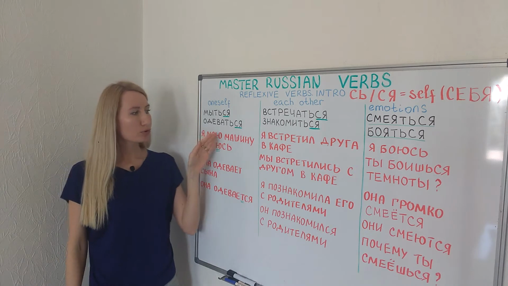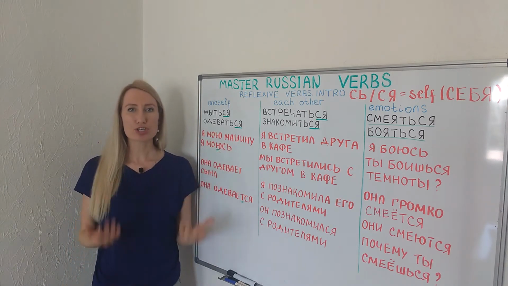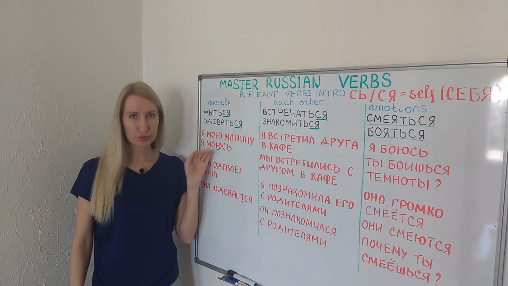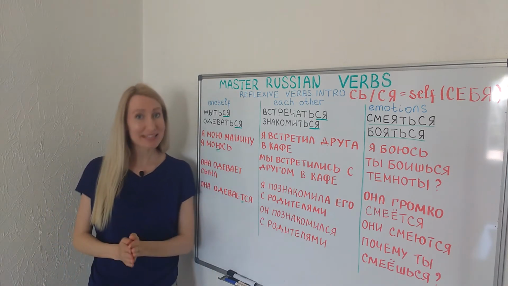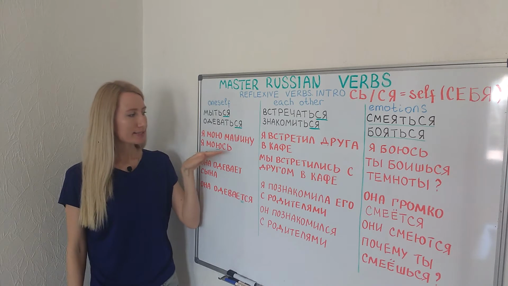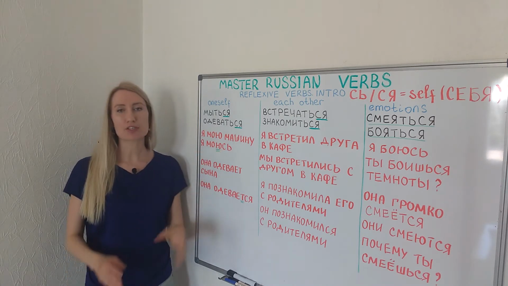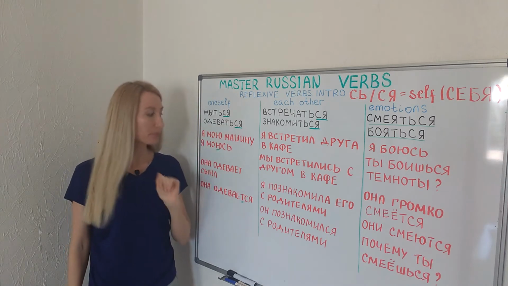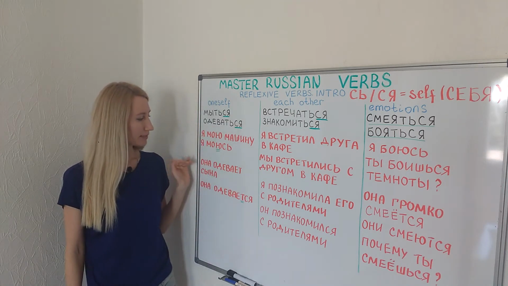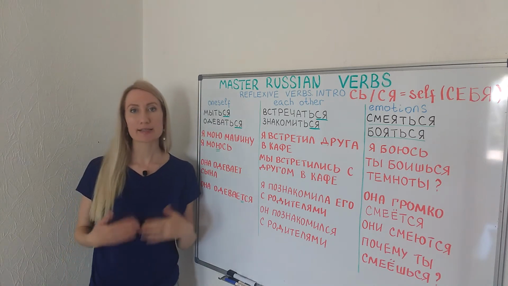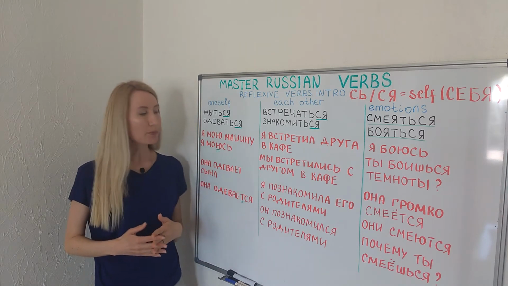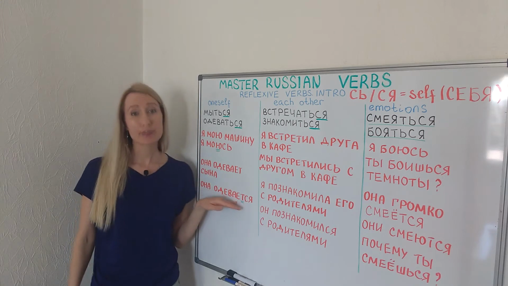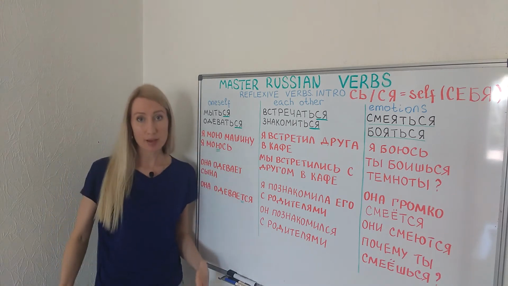Я мою машину. I'm washing a car. Compare with я моюсь. I'm washing myself. As you see, we add с after vowels. After all the other letters, we would add ся. Remember this. Another example is она одевает сына. She's dressing up her son. Compare with она одевается. She is dressing up.